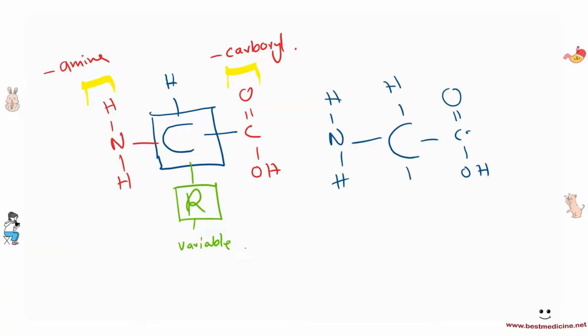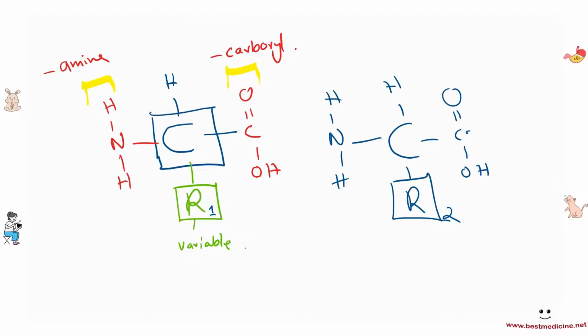A hydrogen and a variable R group. So let's just call this R2 for the second amino acid, and let's call this R1 for the first amino acid. So how do these two link together in the ribosome? The answer to this is, again, condensation reaction.